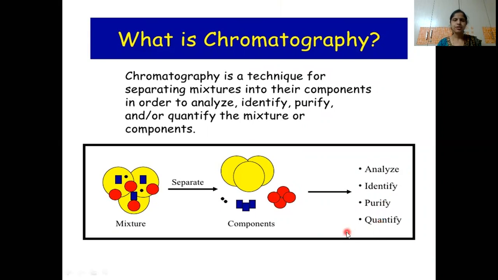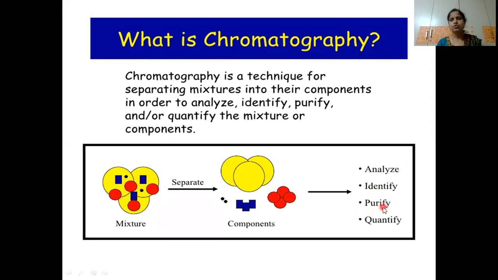Now in this picture, you can see that this is the mixture, okay? In this we have 4 different components. All these 4 different components can be separated from this mixture by using chromatography. So chromatography is a technique used to analyze the components, that is, how many components are present in the given mixture. Then we can also identify the components. That means whether it is an acid, base, or a neutral compound, that also we can identify.